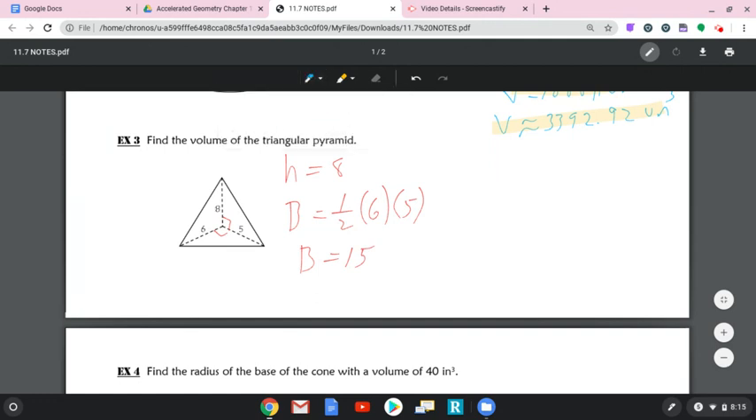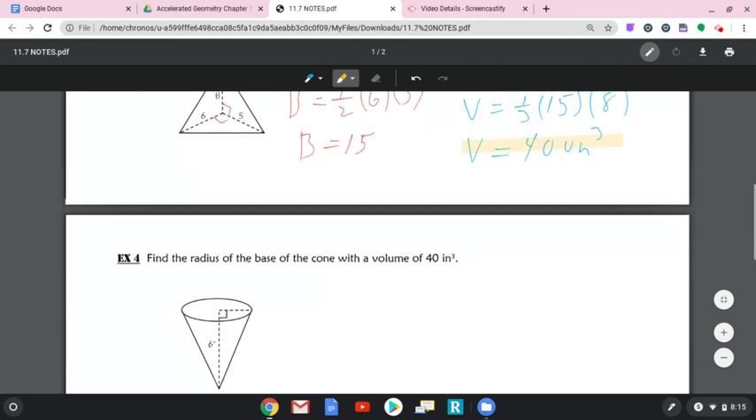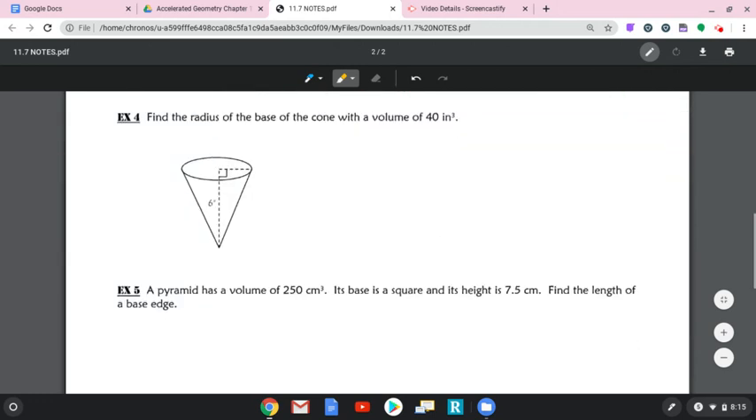Now I can easily find my volume. Volume equals 1/3 base area times height. So that base area is 15, my height is 8. So I know that the volume would be 40 units cubed. Okay, now this is when we're given the information and we're asked to find the volume, but sometimes we're going to be given the volume and asked to find an unknown part.